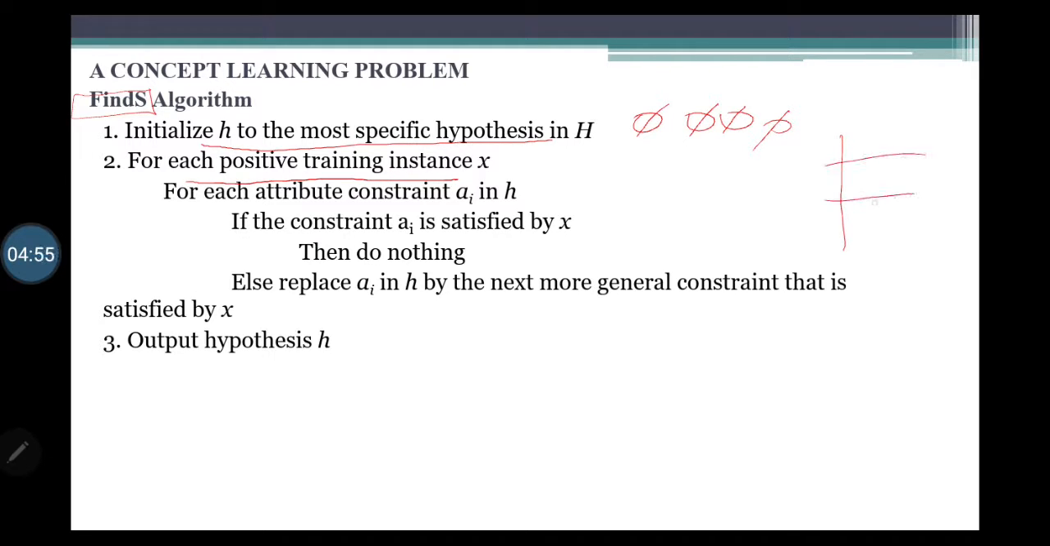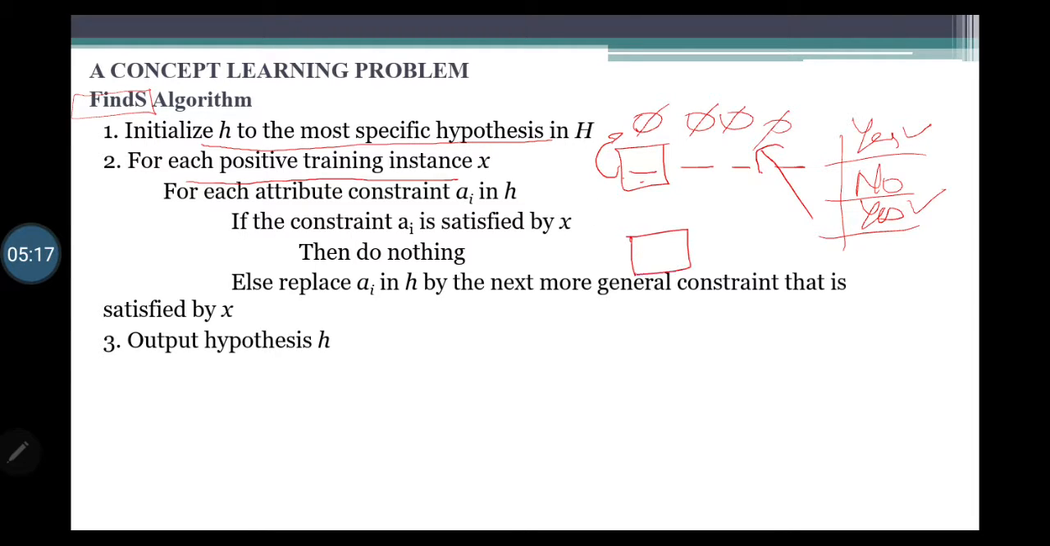So it's going to check the output, that is, the last column: yes, no, yes. Only the positive samples will be considered to affect the hypothesis. So how will it affect? It is going to check every attribute and follow the rules that I have given for the attribute values. Once the specific value is found, that specific value will be allocated at that particular place.